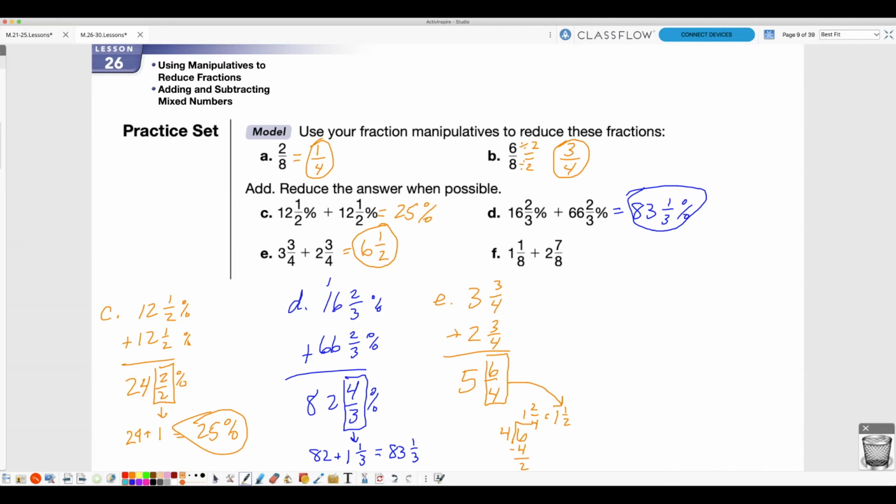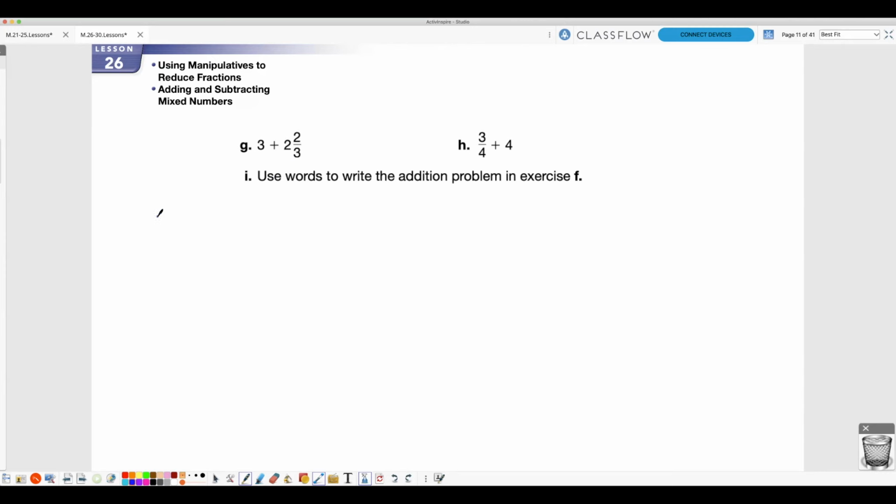Letter F, 1 1/8 plus 2 7/8. So in this one, I'm going to write it vertically again, 1 1/8 plus 2 7/8. And 1 plus 7 makes 8, and the denominator stays the same, and 1 plus 2 is 3. I know that 8 over 8 is the same as 1, so it's simply 3 plus 1, which equals 4. So the answer to this is 4. Okay, go ahead and do letter G.